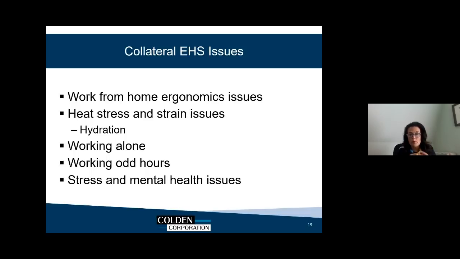We've got a lot more people working alone for the first time, either because you purposely de-densified a shift or because someone's sick. Those are serious issues. Working at odd hours, and then the stress and mental health issues are just going to continue to build. So those are things I wanted to highlight that should absolutely be given some thought.